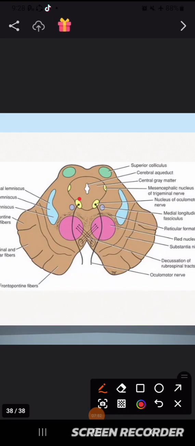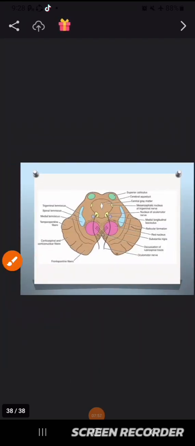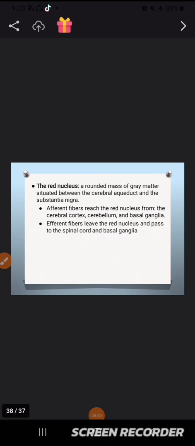Also, in the anterior part of the tegmentum, here is the red nucleus. Red nucleus is a mass of gray matter that receives information from the cerebellum, cerebrum, and basal ganglia. It sends information to the spinal cord through the rubrospinal tract, and also sends information back to the basal ganglia. Red nucleus is closely related to the function of the basal ganglia.